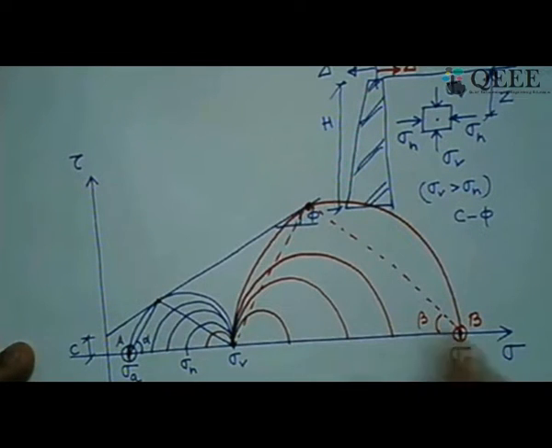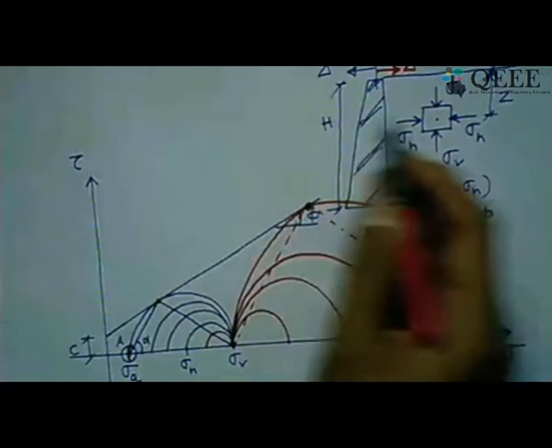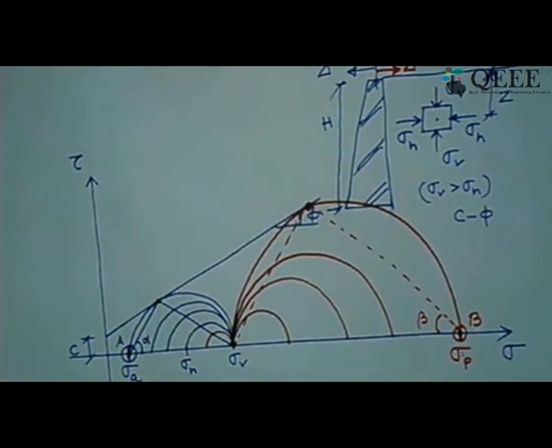So this simple Mohr circle explains how the active state and passive state of earth pressure at plastic equilibrium condition, or at the verge of failure, is getting formed due to the movement of the wall away from the backfill or towards the backfill.